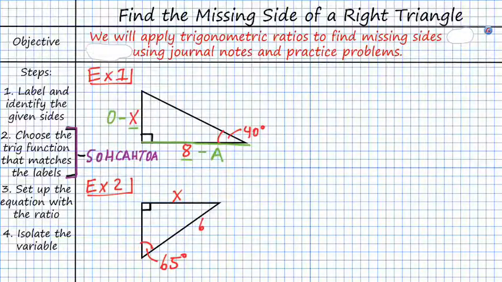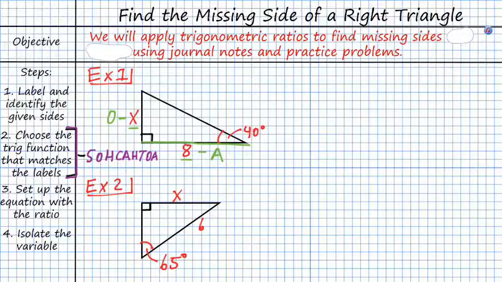So from there, I look in Sohcahtoa, right? So sine requires opposite and hypotenuse. Well, I don't have the hypotenuse, so I can't use that. Cosine requires the adjacent and the hypotenuse. And again, I don't have the hypotenuse, so I can't use it. So I'm left with tangent. So I'm going to set up my problem as a tangent problem.